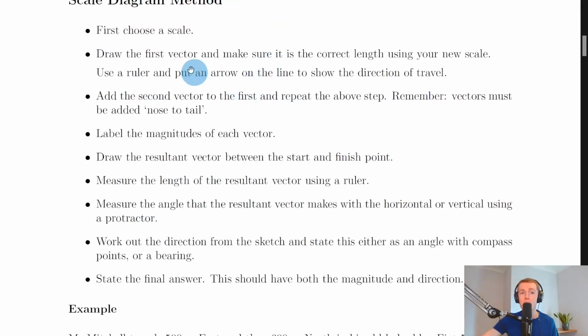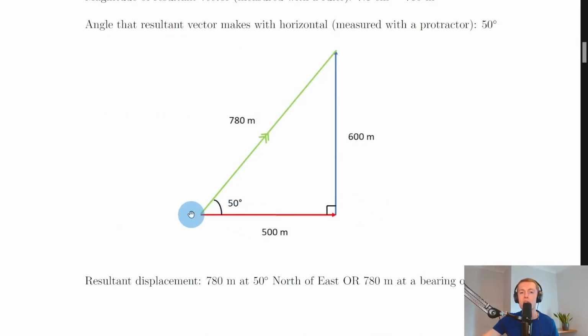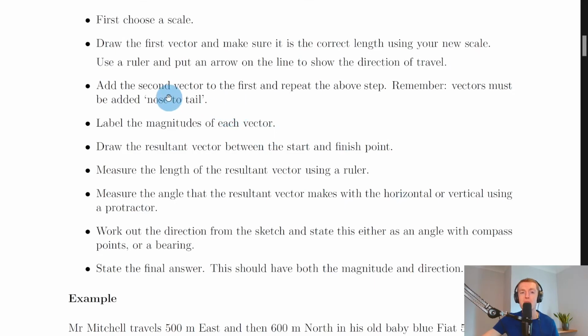What you then want to do is draw the first vector and make sure it's the correct length using your new scale. You want to use a ruler for this and put an arrow on the line to show the direction of travel. So remember, we use arrows on our lines to represent vectors. So here is my first vector that I've drawn with a ruler, 500 metres east, so that's my 5 centimetre line. And then the next step is to add the second vector to the first and repeat the above steps.